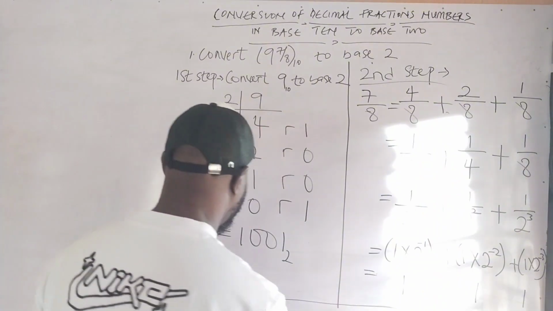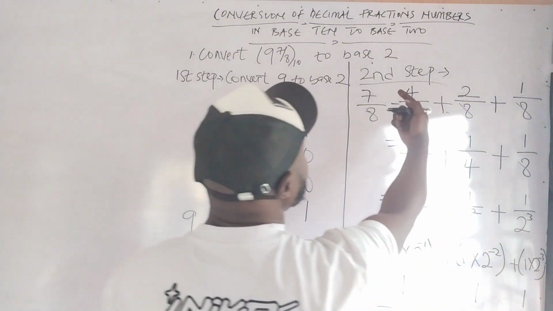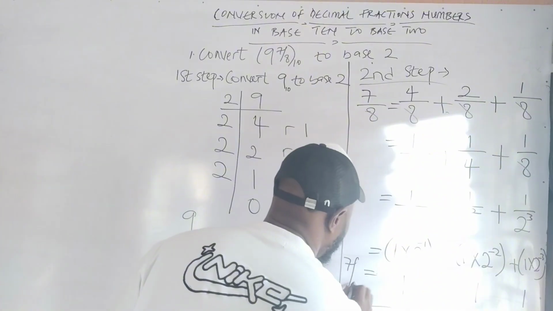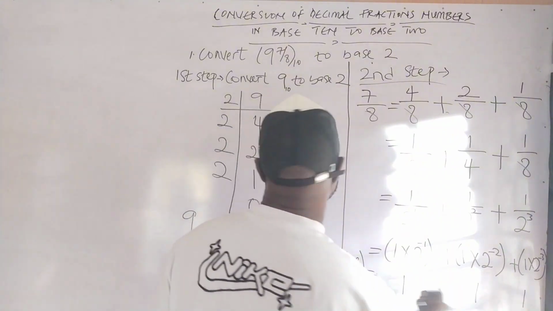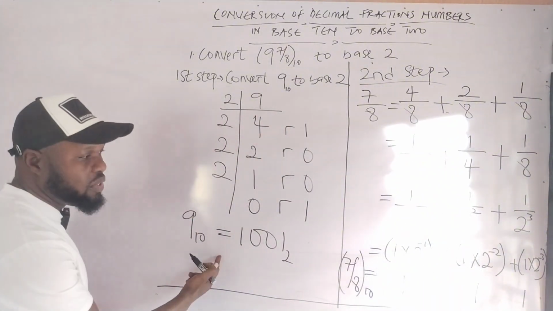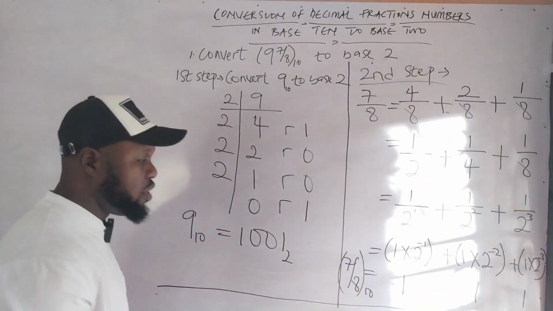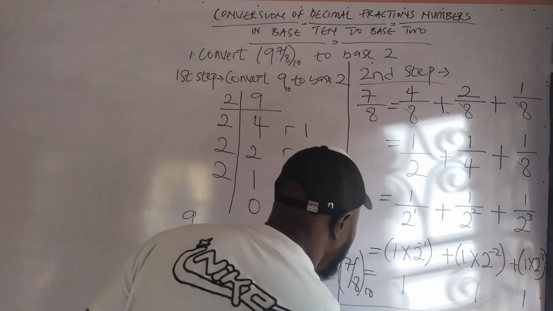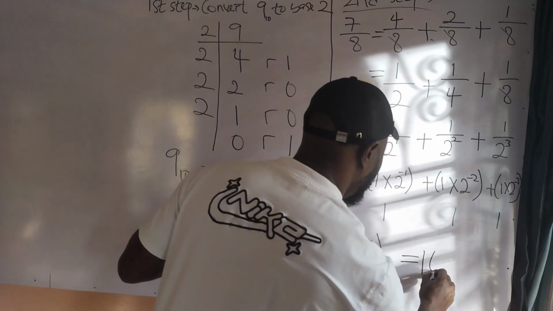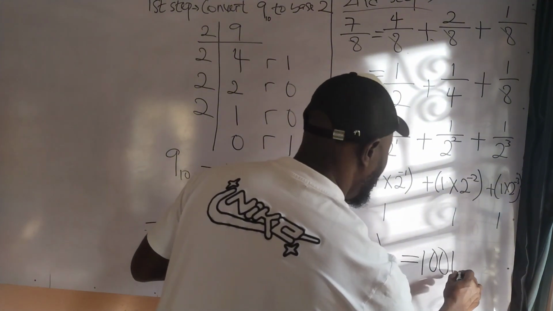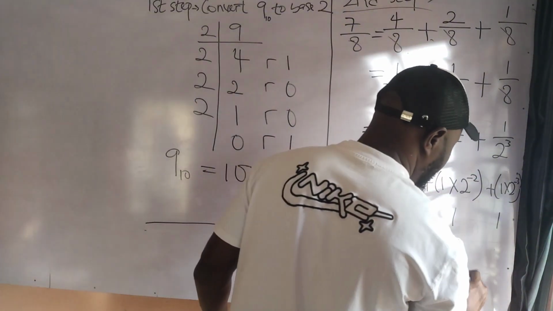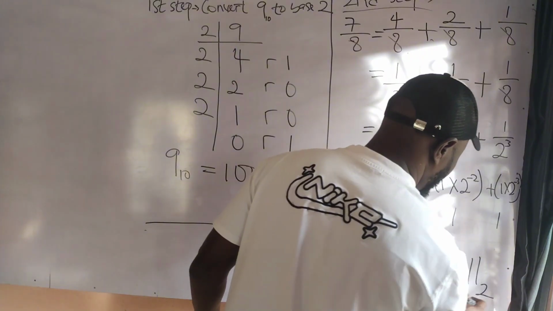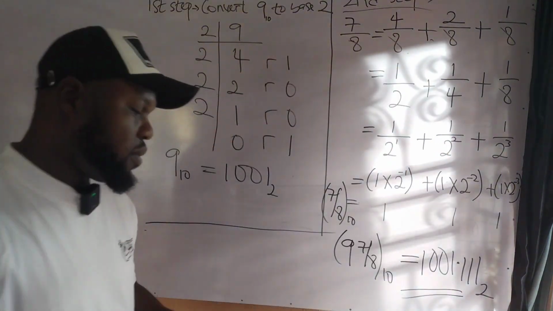So our final answer will now be, you know, this is 7/8 in base 10. So 7/8 in base 10 is .111. So we now match the first answer and the second answer together, which will now give us 1001.111 in base 2. So this is your final answer. Thank you.